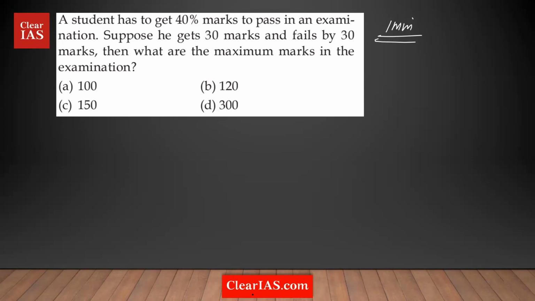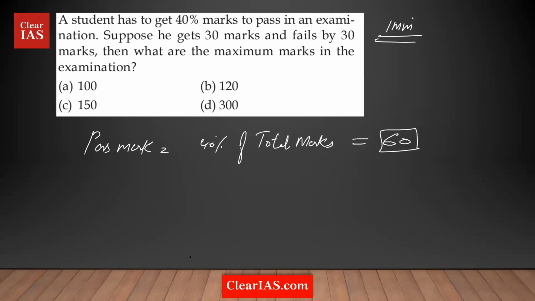Very good job. I can see that most of you are getting the answer. It's all about how you understand the question. A student has to get 40% of marks to pass. So pass mark is equal to 40% of total marks. It's given that he gets 30 marks but still fails by 30. That means the pass mark is 60. This is the understanding you should get. So 40% of the total marks is 60, and you need to find the maximum total mark.